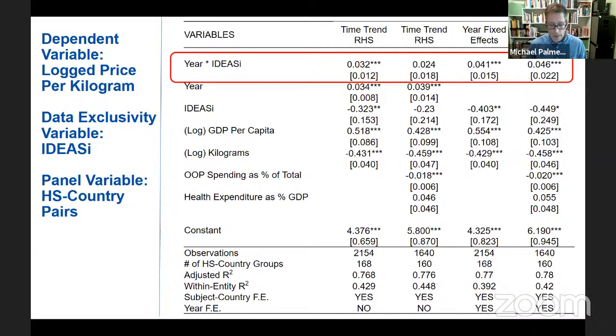percentage point higher, which could indicate that in countries with stronger data exclusivity, you see even more of a price hike. However, the real take-home point here is that with the different measurement of data exclusivity, you still see that significant positive relationship.